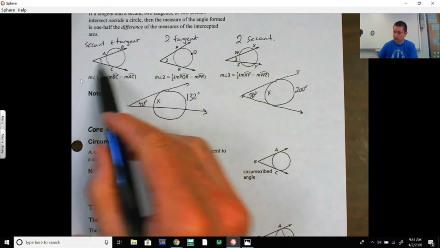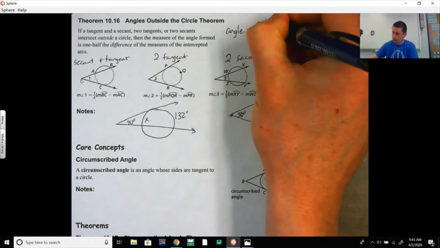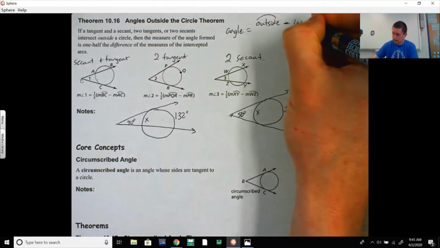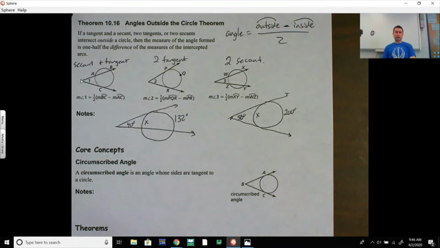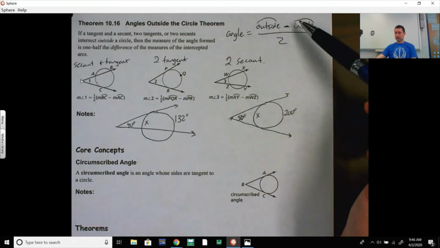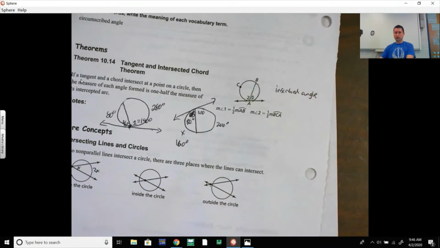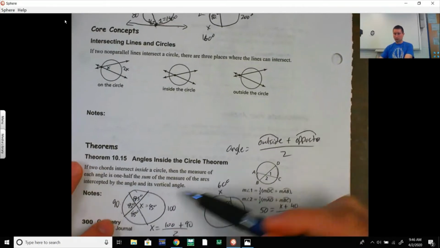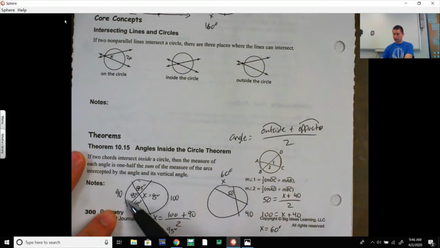So no matter what situation you have, if it's an outside angle, the angle equals the outside, the bigger arc, minus the inside arc divided by 2. So if the point is outside, you're taking outside minus inside divided by 2. If the point is inside the circle, you're taking the intercepted arc plus the opposite arc and dividing that by 2. So that's one of the questions you're asking.